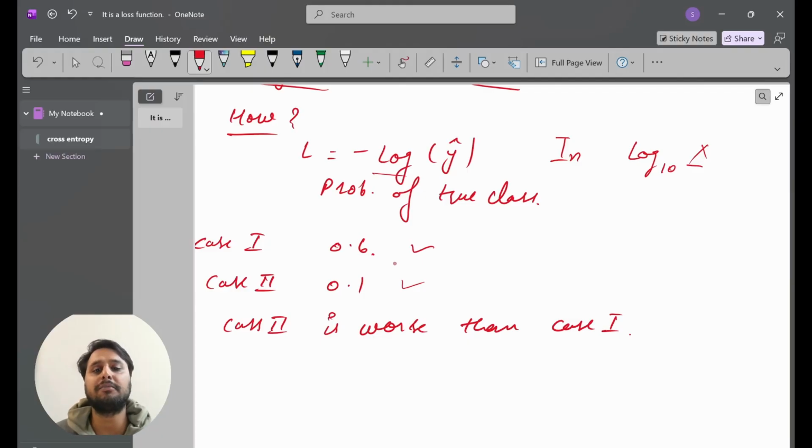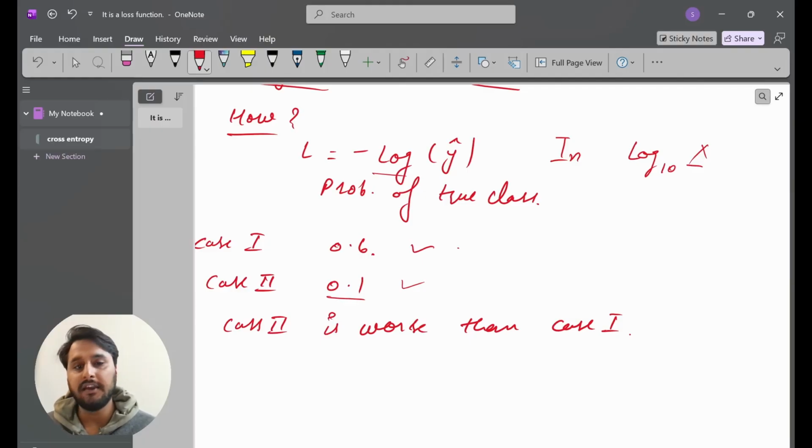Since in case 1 0.6 is closer to 1, there is a slight mistake. But in case 2, our model is confidently saying that there is only a 10% chance that the next word is dog. So we need to adjust our weights in such a way that in the next pass this 0.1 probability should increase and be closer to 1, so that our model performs better.